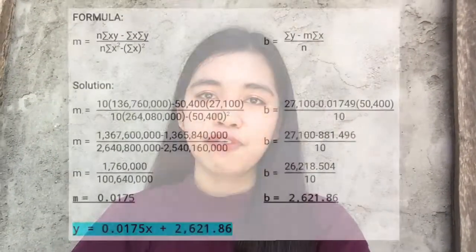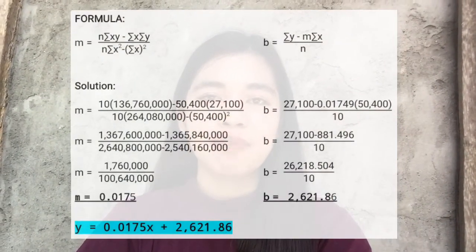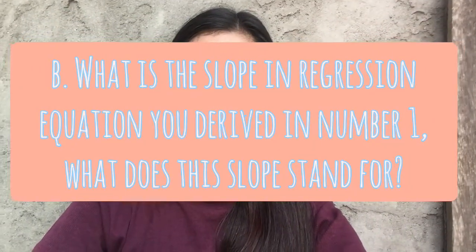So we have our formula, and I have my solution to get y equals 0.0175x plus 2,621.86. The slope in the regression equation above is 0.0175, which shows both steepness and direction. It is also important because it is used to measure the rate at which change is taking place.